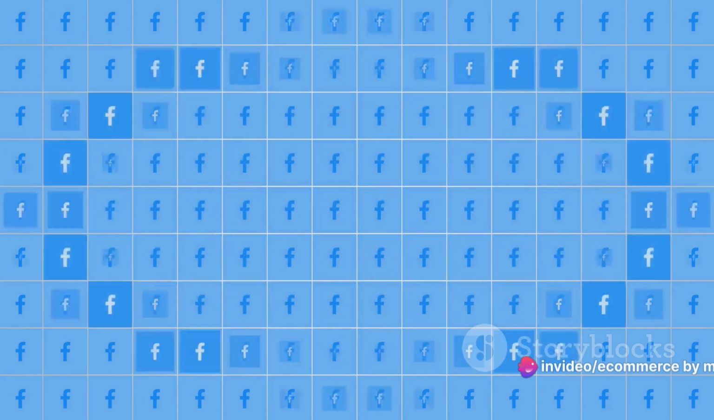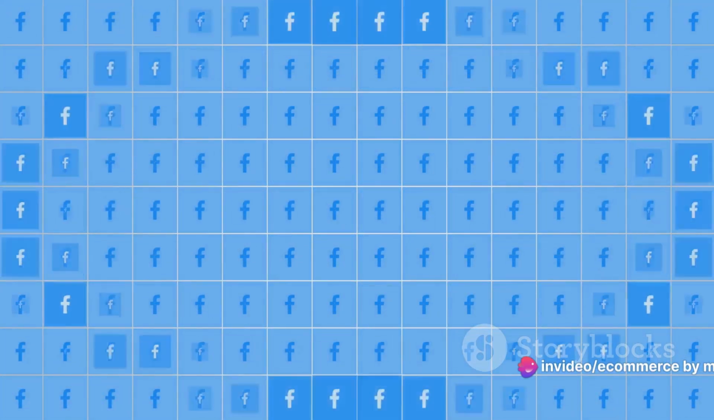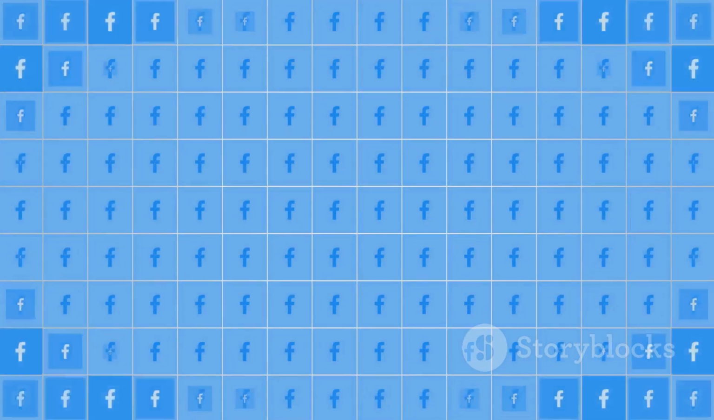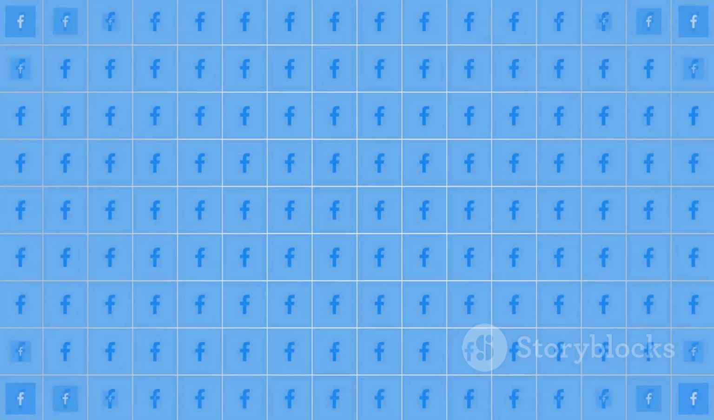Once you click on Deactivation and Deletion, you're presented with two options: Deactivate Account and Delete Account. Now, it's important to understand the difference here. Deactivating your account is like a pause button. It hides your profile temporarily, but keeps all your information intact. You can come back anytime you want, and everything will be just as you left it.